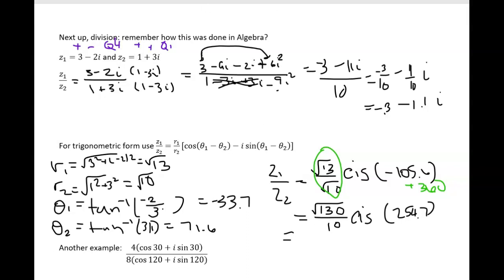So notice that doing the algebra is a great way to check your solution. But this should be negative 0.3, which is what I get from my calculator. I get negative 0.3008. And then if I do sine of 254, I get negative 1.099, which rounds, and we get the same answer for both. So glad I caught that error. Let's finish up with one more division example.